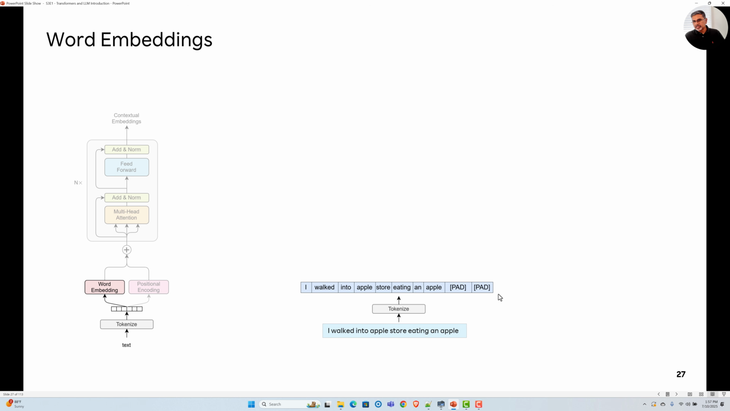If you give it as an input a sentence that is longer than the maximum you designed it for, then it's going to truncate it. Okay. So anyway, what we have done here is that you pass it through a tokenizer, it tokenizes it, and it adds these padding tokens as well.